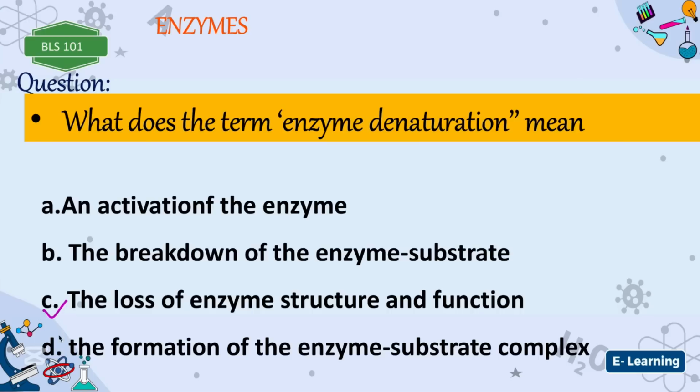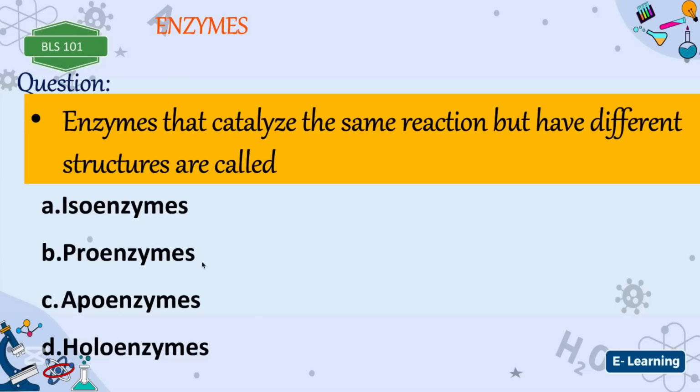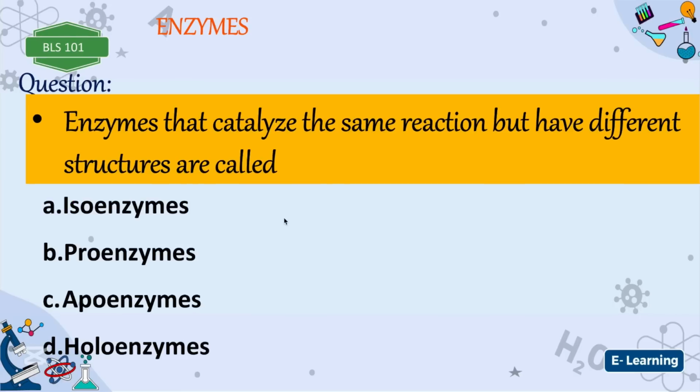All right, which is option C. And then enzyme that catalyzes the reaction, but we've answered this one before, number 40. And that is everything for this particular one. Thank you very much. We'll see in the next one. Catalyze the same reaction but have different structure are isoenzymes. That makes option A the correct answer.